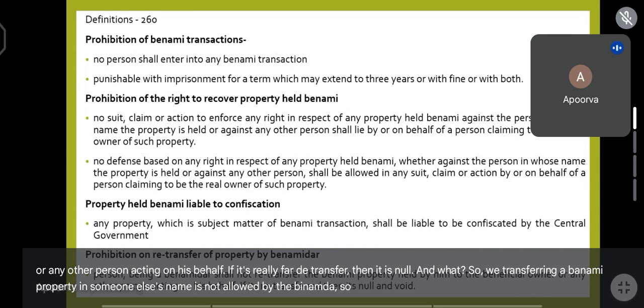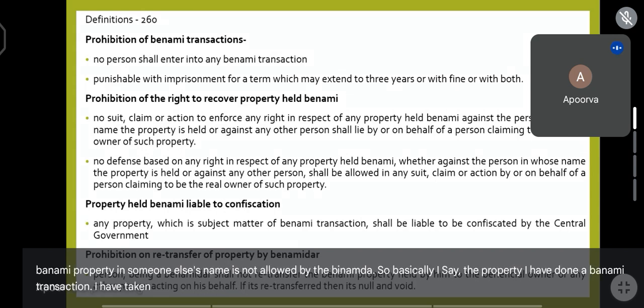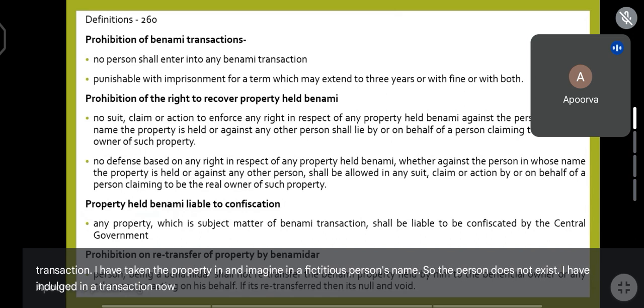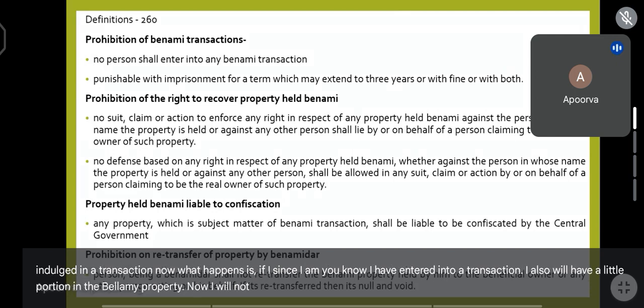So basically, say I have done a benami transaction. I have taken the property in a fictitious person's name, so the person does not exist. I have indulged in a transaction. Since I have entered into a transaction, I also will have a little portion in the benami property. Now, I will not be able to retransfer that property to anybody else. If I do it, it is null and void.